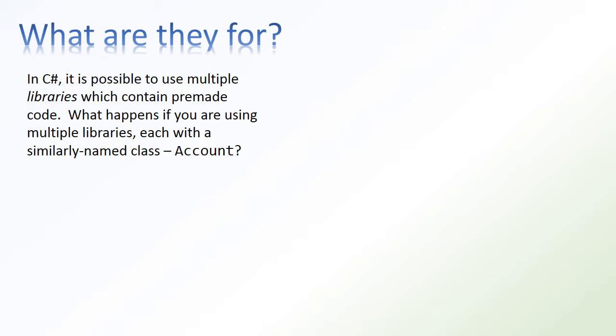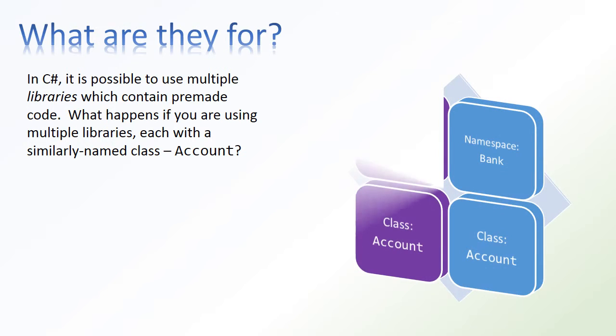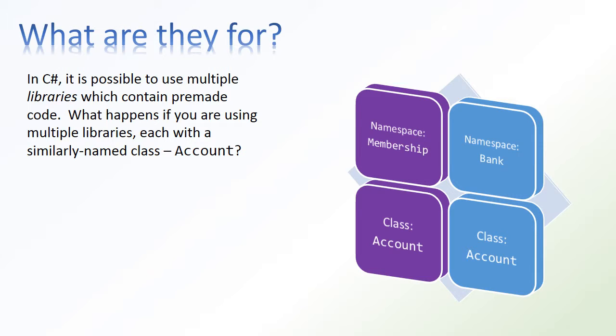So what are they for? What are namespaces for? In C#, you'll end up using different libraries. Libraries are pre-existing code that you can use in your own programs. And now let's show what happens when we happen to use two libraries, each with a similarly named class account.